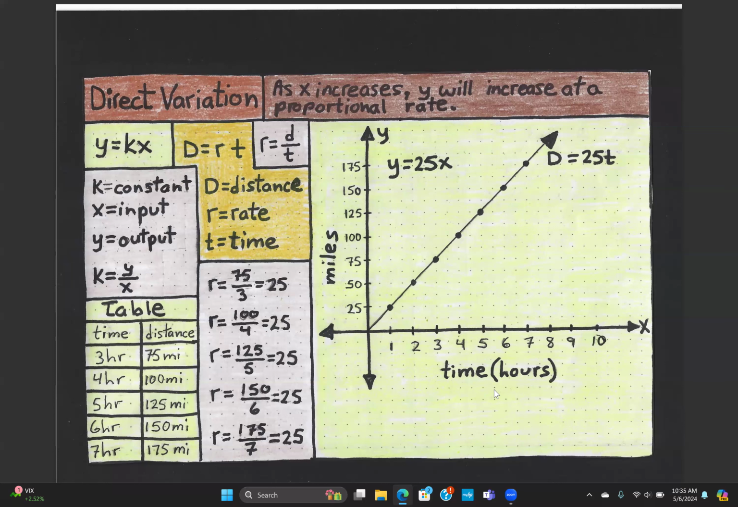And so with that in mind, we can say that y is equal to 25x, or we could say that d is equal to 25t. And notice that 25 is represented by k, and 25 is represented by miles per hour right here, just to let you know that the distance equation is a great application of y equals k times x.